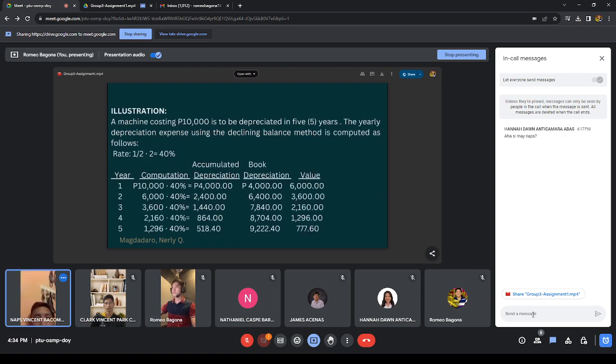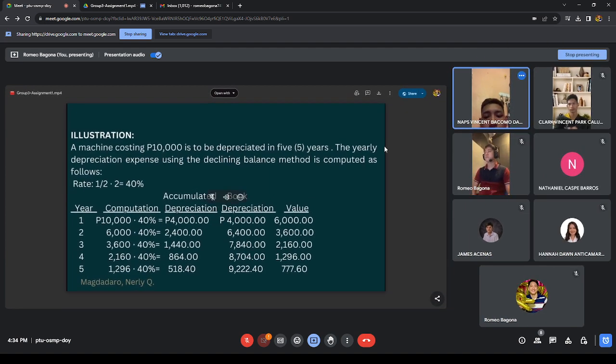So we have here an illustration. A machine costing 10,000 pesos is to be depreciated in 5 years. The yearly depreciation expense using the declining balance method is computed as follows. Here we have the rate, 1 half times 2 equals 40%. In the data below, we have the year, 5 years, the computation, the accumulated depreciation from the computation, also the book value and the depreciation.